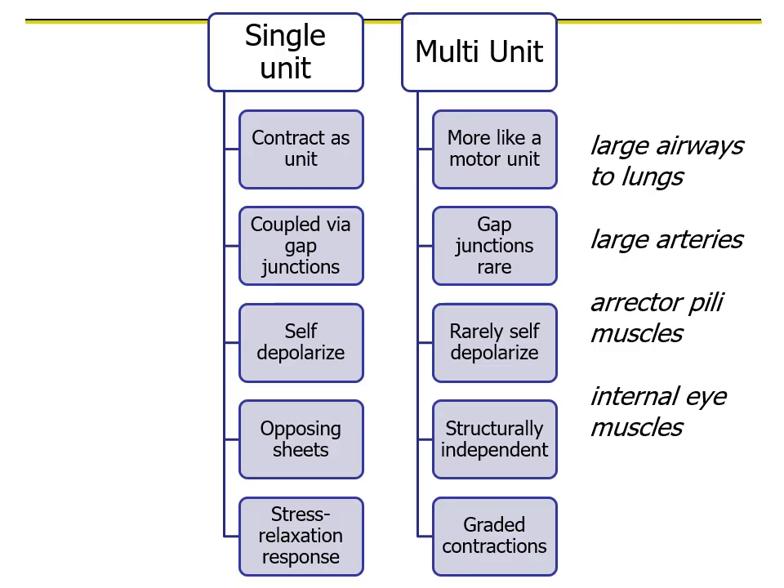There are two types of smooth muscle. The type we just talked about is called single unit. You can see all the characteristics here. There is a type of smooth muscle that behaves more like skeletal muscle. That tissue, multi-unit, is found in a few places: large arteries, large airways, erector pili muscles on our hair follicles, and inside the eye. Note how multi-unit has motor units, rare gap junctions, doesn't self-depolarize, has graded responses, and has cells that are independent.